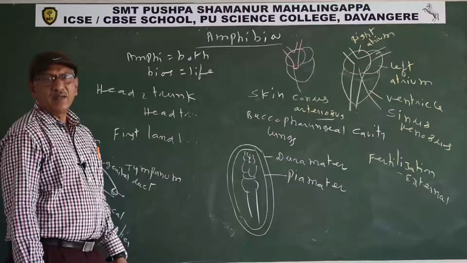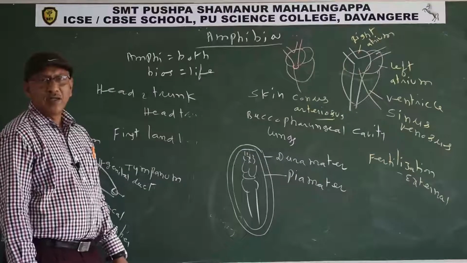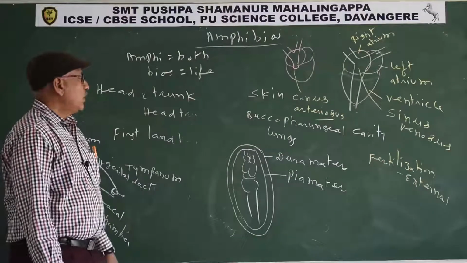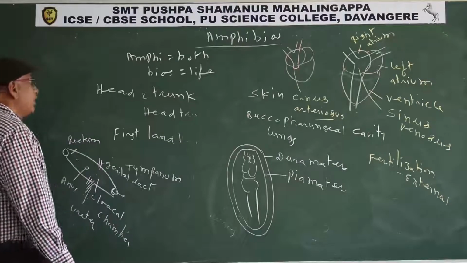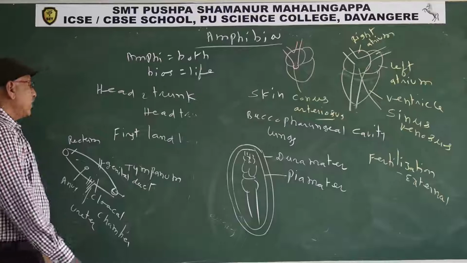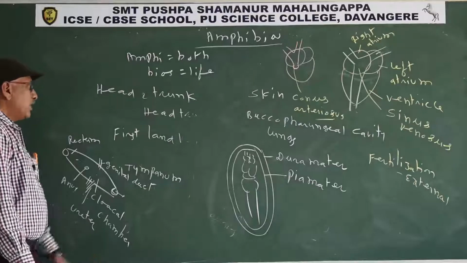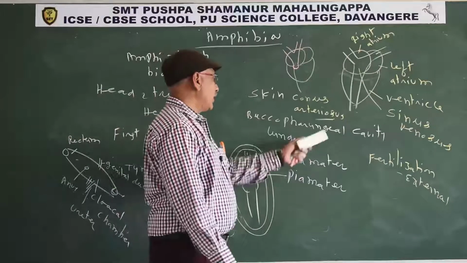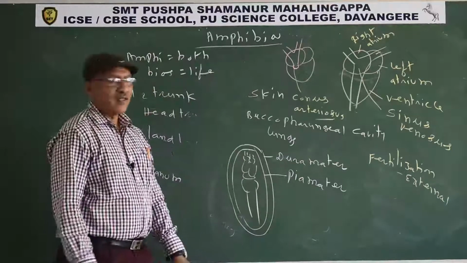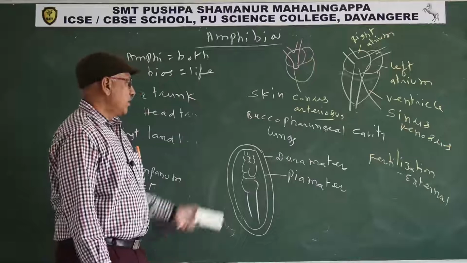Cauda means tail. Adult amphibians with tail, Caudata. Ura means tail, Caudata or Urodela. Amphibians are the first land vertebrates. Skin, lungs, and buccopharyngeal cavity act as respiratory organs.